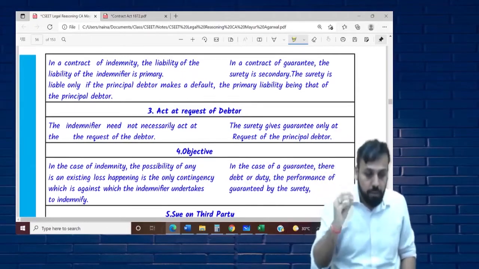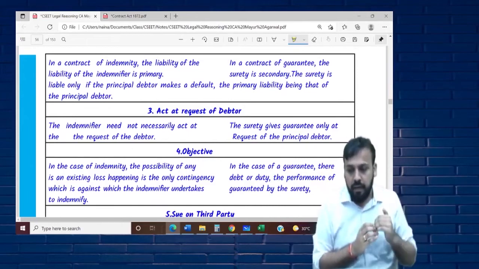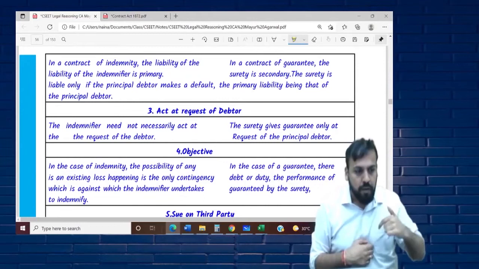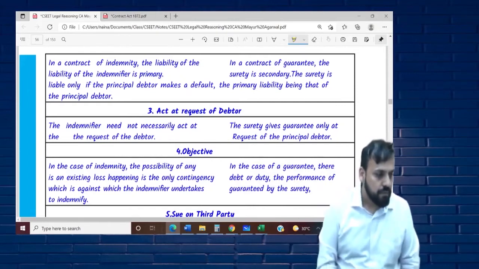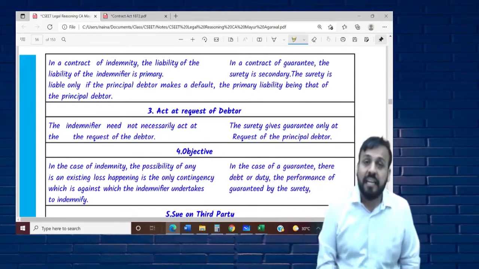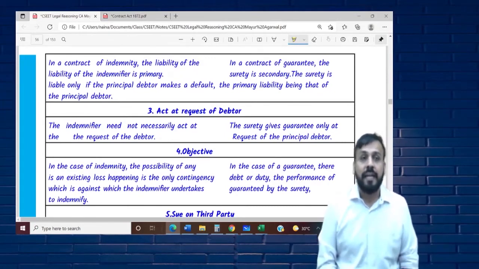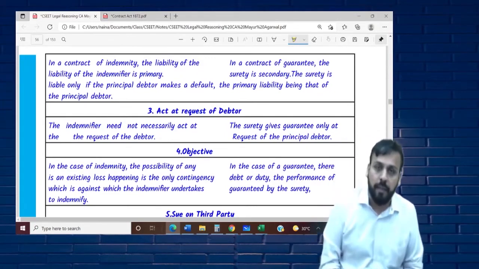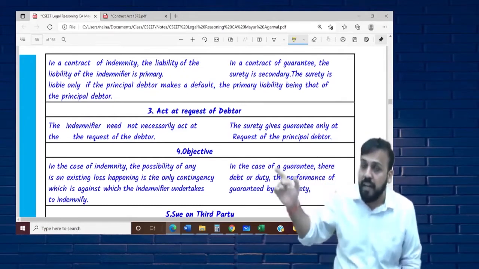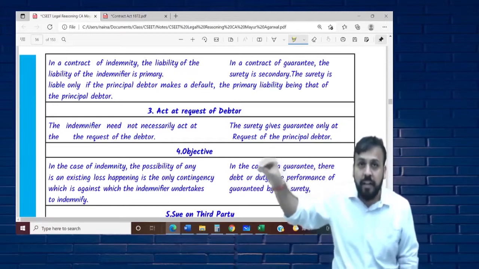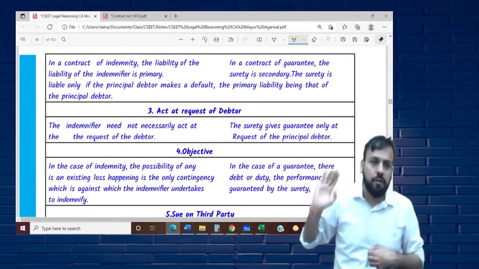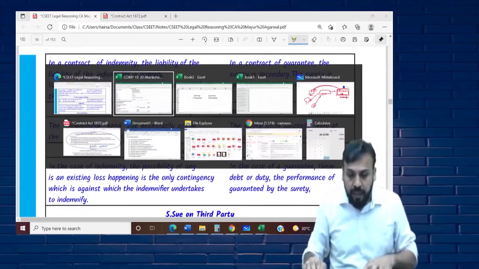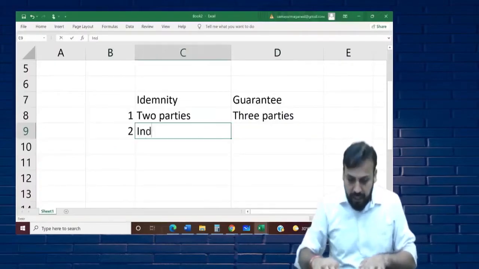My question is, some third party bangs my car. Do I need to recover the loss first from him, or can I directly recover from the insurance company? I can directly recover from the insurance company, whether I take action against the third party or not. That is, the indemnifier is primarily liable. The indemnifier, the insurance company, is primarily liable. I need not fight with the third party. I can directly recover the loss from the insurance company. Very, very clear. So here the indemnifier is primarily liable.